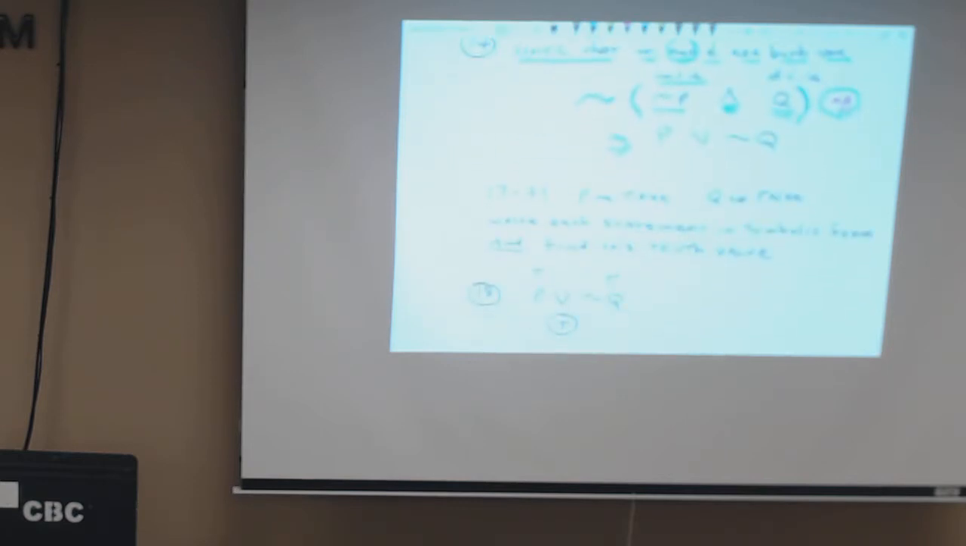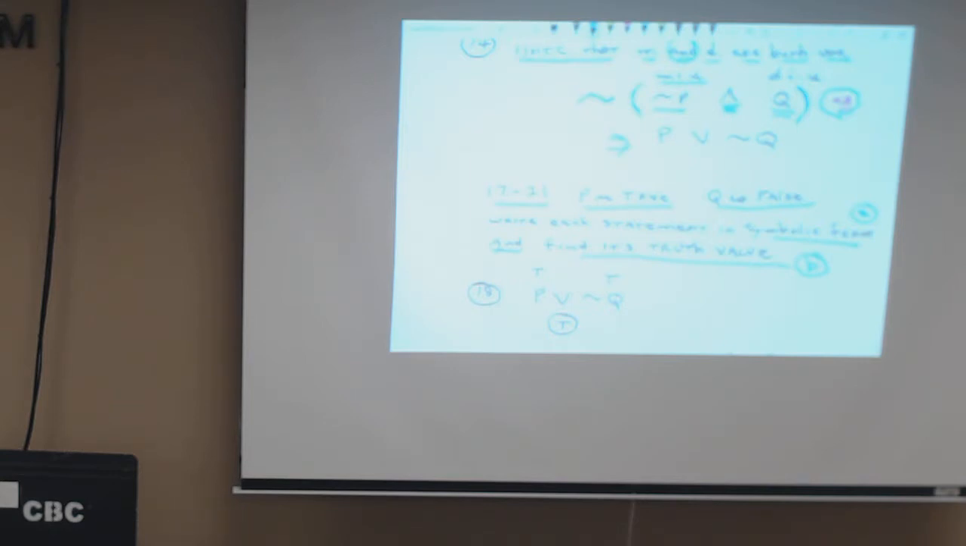For 17 to 21, suppose that P is true. Now they just told us, for 17 to 21, P is true and Q is false. Write each statement in symbolic form. That's the first thing I'm going to do. And find its truth value. That's the second thing I'm going to do. You ready? You got the instructions down?